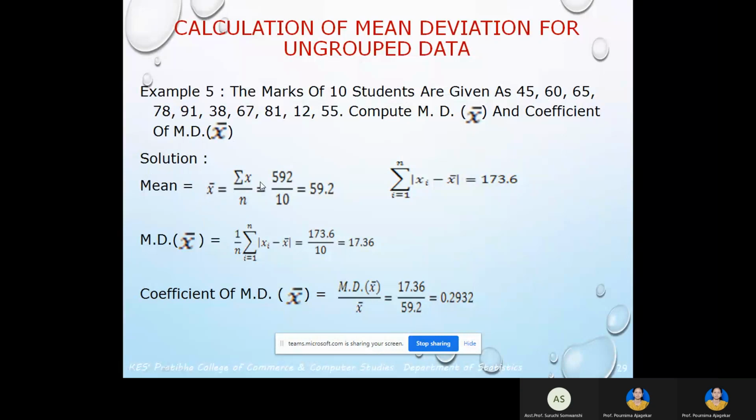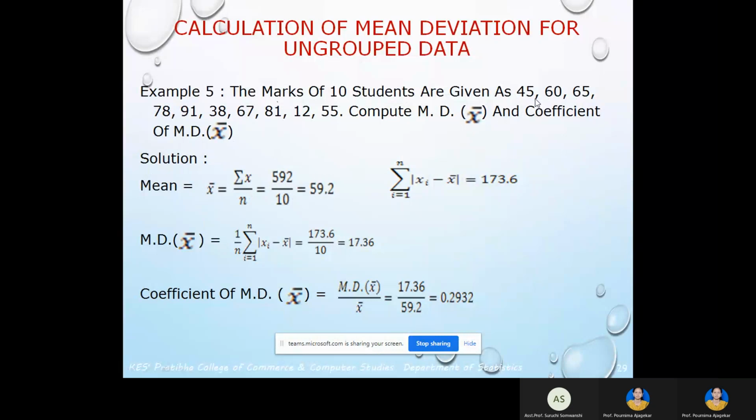The formula for mean is summation xi divided by n. The sum of all these observations is 592 and there are a total of 10 observations. So when we substitute this sum and the total number of observations in the formula, we get mean x bar equal to 59.2. Then we have to take the deviations of these observations from mean.